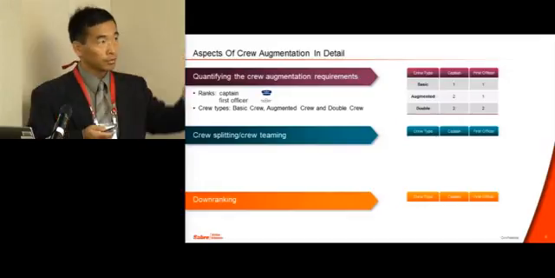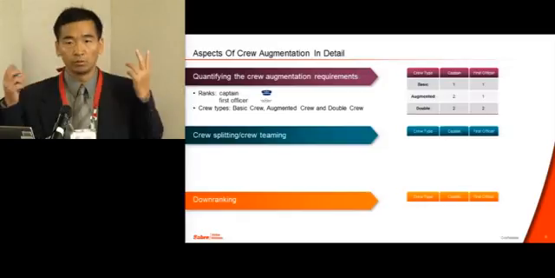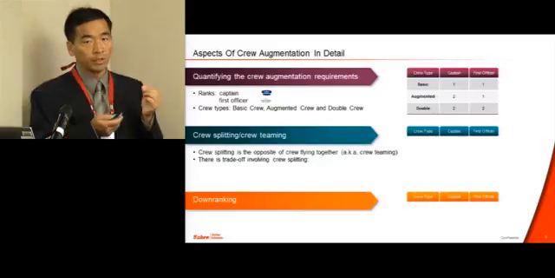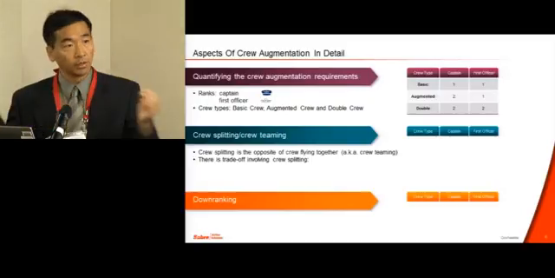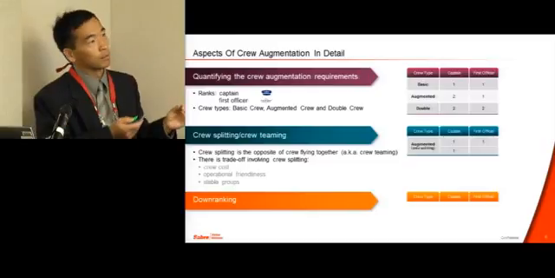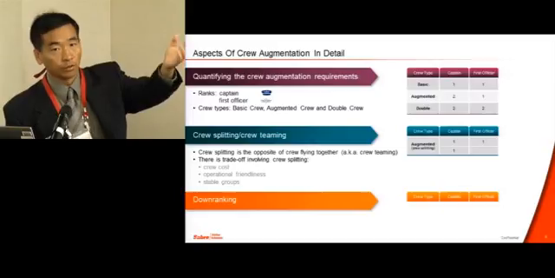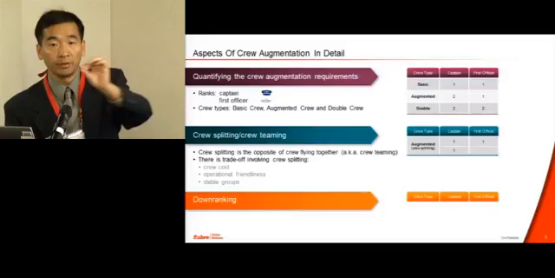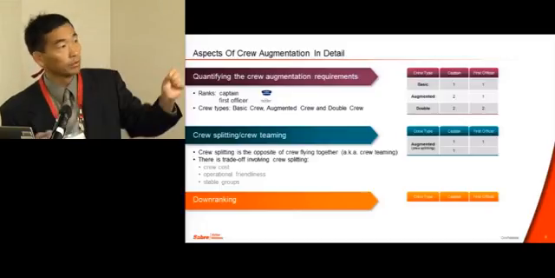The second aspect of crew augmentation is the crew splitting or crew teaming concept. They are opposite to each other. What do we call crew splitting? Crew splitting is when the team of pilots are not staying together for the entire duration of the pairing. For example, we have a flight that requires an augmented crew, so there are three pilots there. Two of the pilots may come from one pairing, and the second captain can come from another pairing. That's where we see crew splitting.